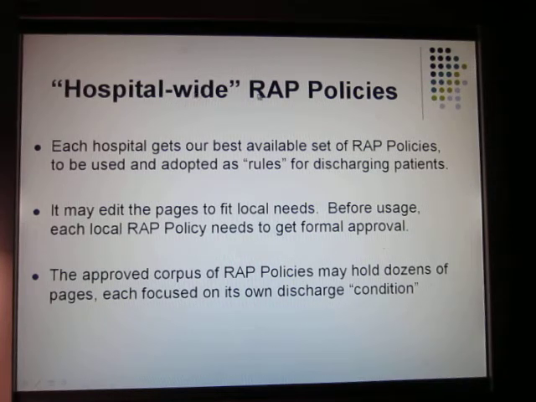The hospital-wide RAP policies are downloaded as a unit. They get used as rules for discharging patients by the hospital. Before that happens, they can be edited to fit local needs. They also have to get formally approved by management. These are policies. They're going to have some teeth. The approved corpus of RAP policies may actually hold dozens of pages, each focused on its own particular discharge condition.